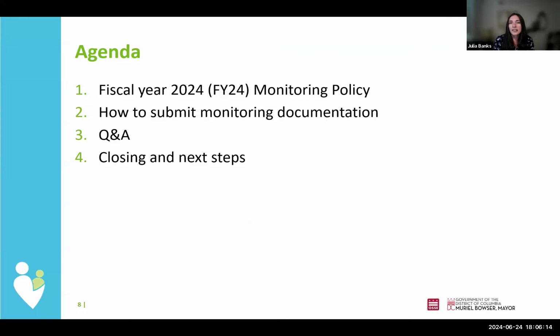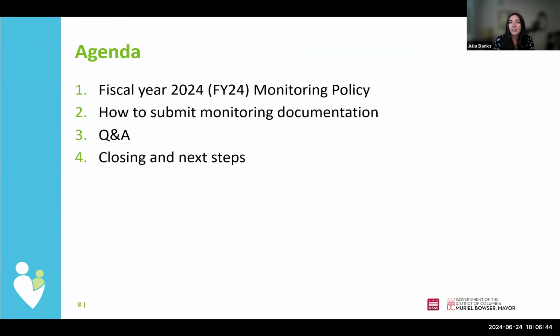We will start out today's session with an overview of the fiscal year 2024 monitoring policy. The monitoring policy applies to all childcare providers participating in the Early Childhood Educator Pay Equity Fund. We will then walk through how to submit monitoring documentation. The process we will review is for childcare providers who participate in the Pay Equity Fund but do not participate in the child care subsidy program.